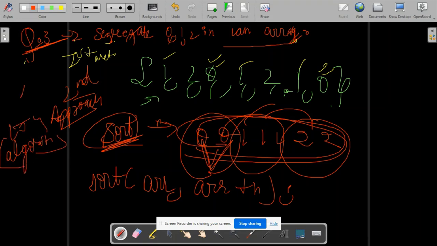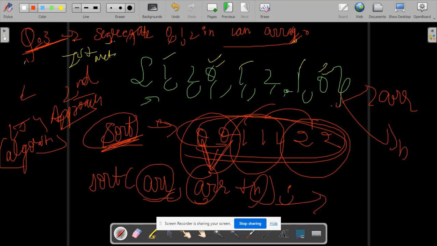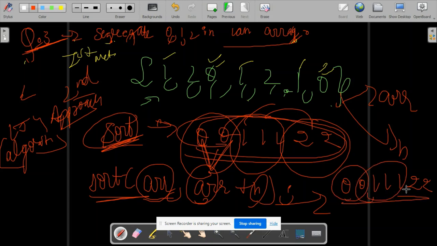#include <algorithm>, or write bits/stdc++.h, whatever you wish to. Here arr is the name of the array and n is the size of the array. This is the formula. This sort function will sort your array. It will make your array appear like this, where the zeros come first, then the ones, then the twos.